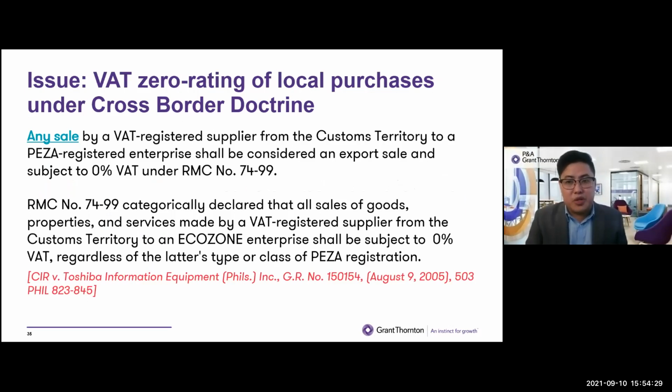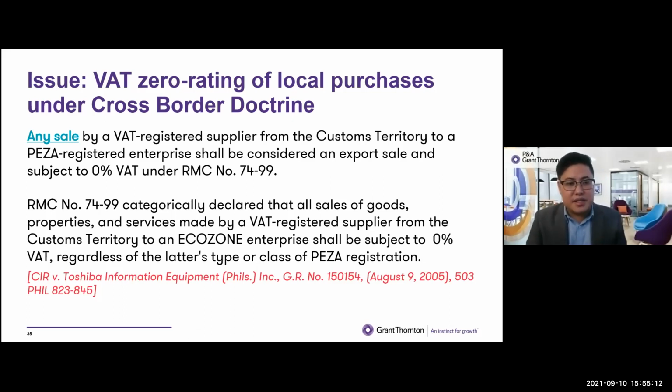What we have to take into consideration on this issue, based on regulations as well as decisions of the Supreme Court, is that when it comes to VAT zero rating of local purchases, we have to take into consideration the cross-border doctrine that was explained by Sir Wendell a while back, no? Under that cross-border doctrine, ecozones are deemed, by fiction of law, foreign territories, which is why if you want to avail of these incentives, it is very crucial that you locate in a PEZA registered building, or in an ecozone, so to speak.